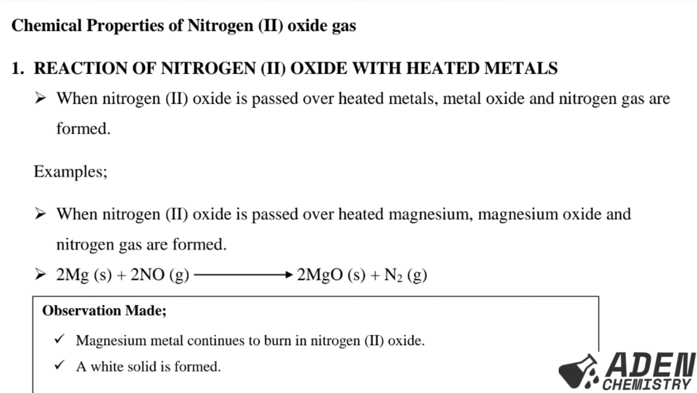Next, let's go to the chemical properties of nitrogen 2 oxide gas, and we start with number 1, the reaction of nitrogen 2 oxide with heated metals. When nitrogen 2 oxide is passed over heated metals, metal oxide and nitrogen gas are formed. Example, when nitrogen 2 oxide is passed over heated magnesium, magnesium oxide and nitrogen gas are formed. The equation for that reaction will be 2 moles of magnesium solid reacting with 2 moles of nitrogen 2 oxide gas, giving us 2 moles of magnesium oxide solid and also 1 mole of nitrogen gas.